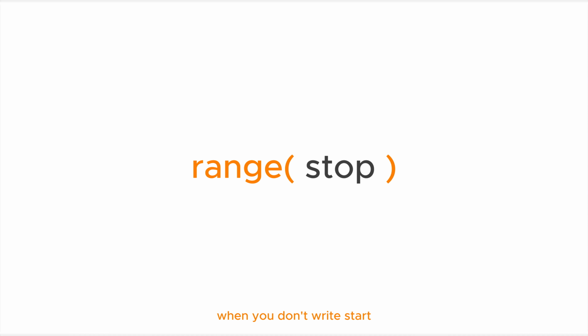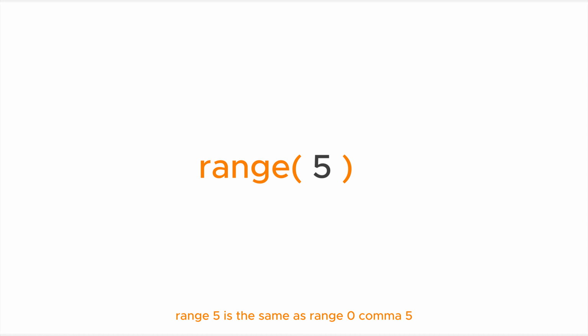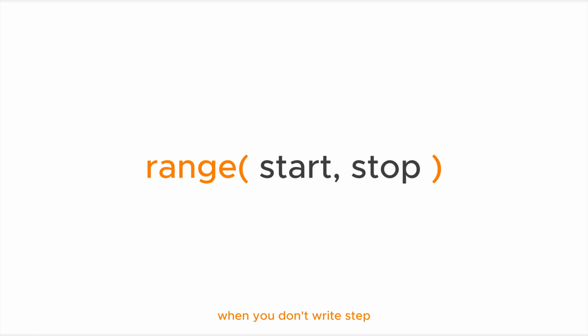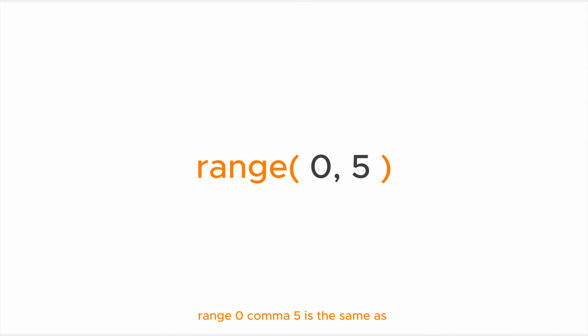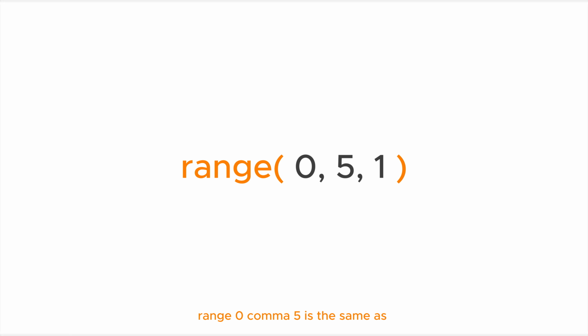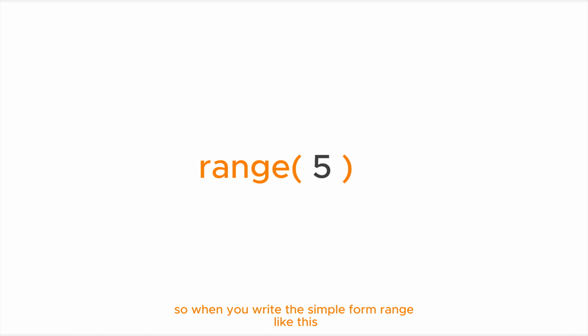When you don't write start, Python automatically assumes the sequence starts from 0. For example, range(5) is the same as range(0, 5). When you don't write step, Python automatically assumes you want to count up by 1 in each step. For example, range(0, 5) is the same as range(0, 5, 1). So when you write the simple form range(5), you are really telling Python, give me a sequence that starts at 0, stops before 5, and goes up by 1 each time. Python just lets you use the shortcut.